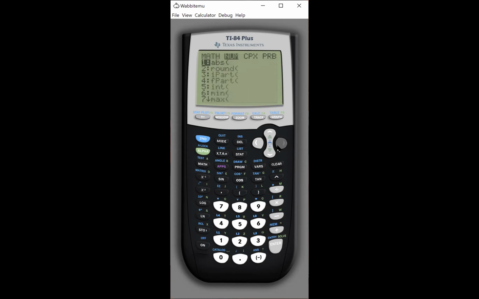So math, PRB, we do randInt. So we say 0, comma, 9. All right. Once you do this, I want you to enter the number that you got. So you type it below this. And I'll get my number. All right, so I got the number 9.